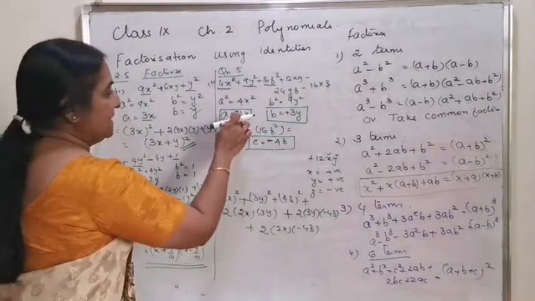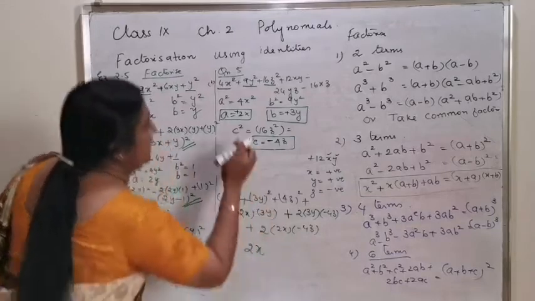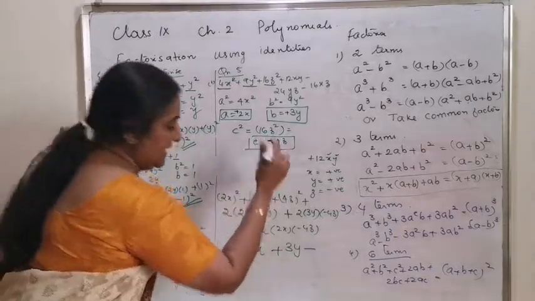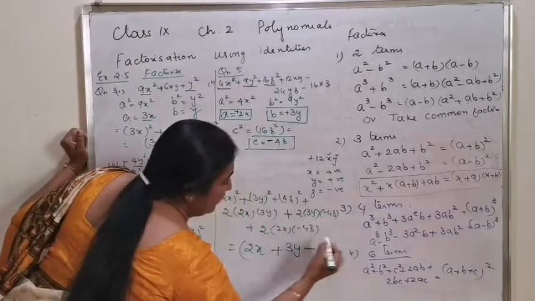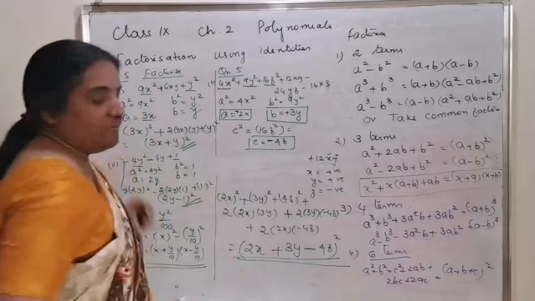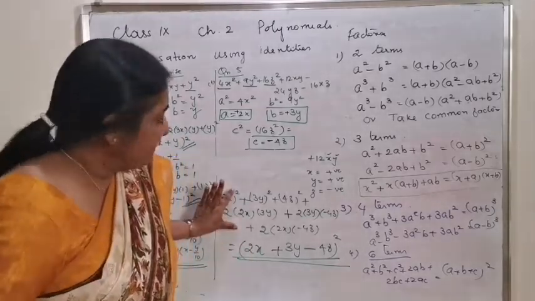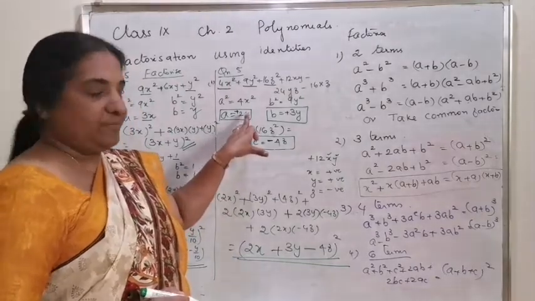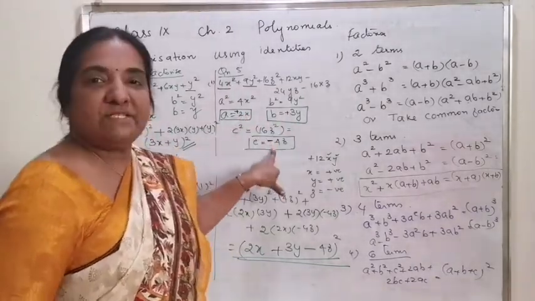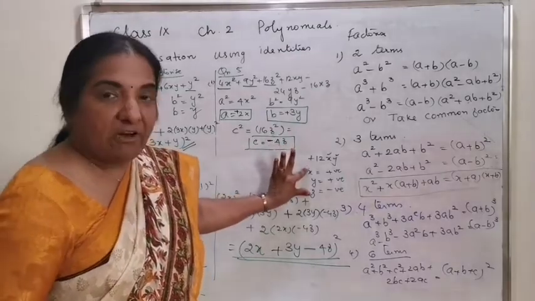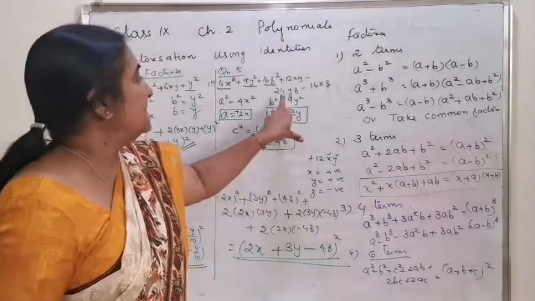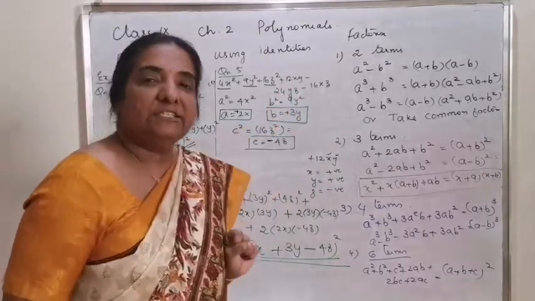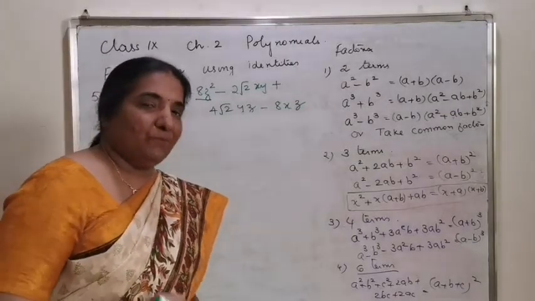The final answer is 2x plus 3y minus 4z the whole square. The arrangement is just to rewrite as in the question, but the answer is already available from here, 2x plus 3y minus 4z. This is the way of allotting the symbol by checking the sign of the xy term, yz term, and the xz term.